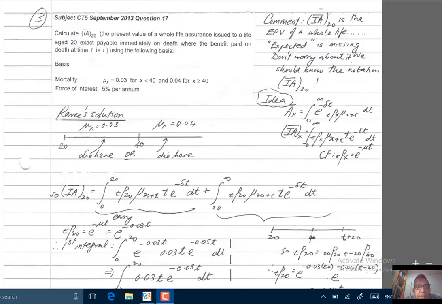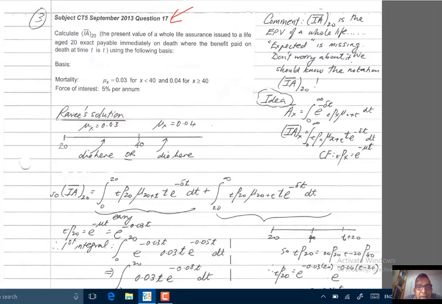Hi, in this video we are going to be looking at an exam question which appeared in the contingencies exam a few years ago, subject CT5, September 2013, question number 17. Let's read the question. We're asked to calculate, take note of the notation, IA with a bar which runs across both I and A, subscript 20. So let's just call it IA20.